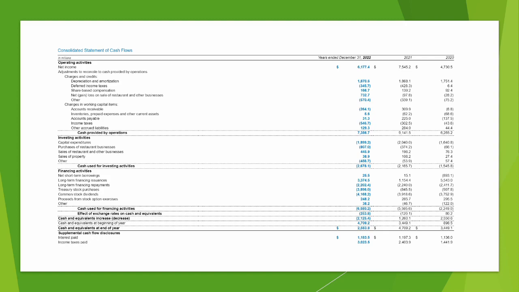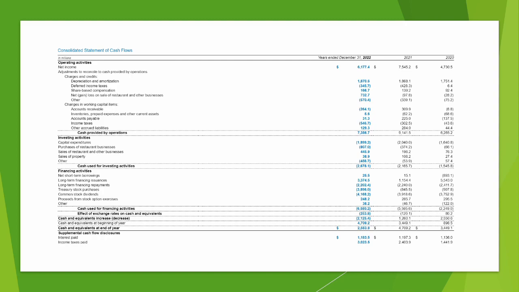Moving on, we have charges under operating activities for net loss on sale of restaurant and other businesses, as well as income taxes for the amounts of $570 million and $546 million, respectively. Next, we will explore their investing activities.